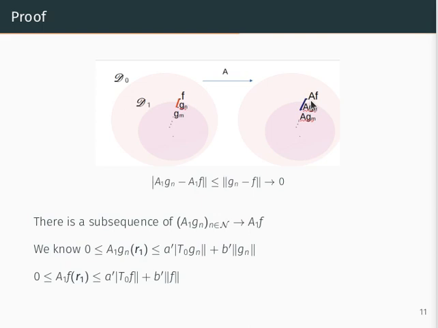So we can say that there is always a subsequence of A1 Gn such that this subsequence converges to A1f uniformly. So since the Gn's are in the domain of D1, we have this inequality, and taking the limits gives us this inequality in the domain of D0.